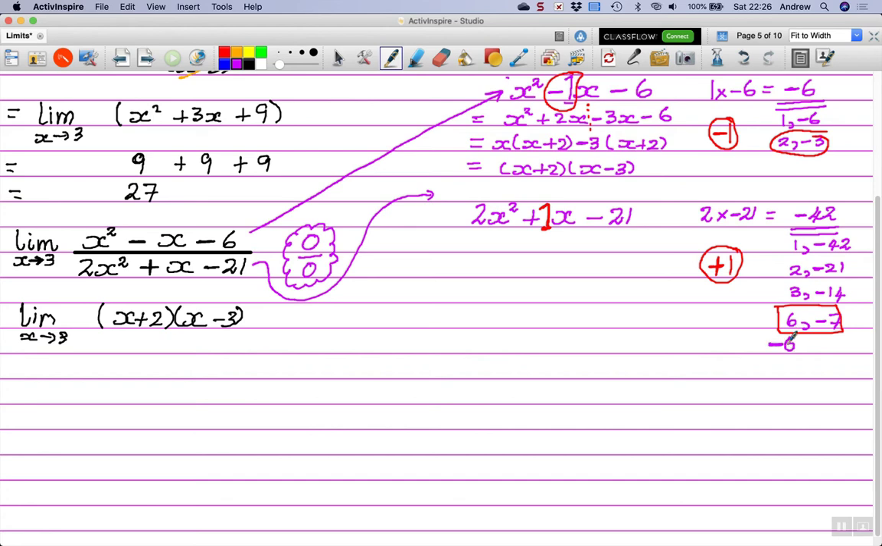So don't forget, if you change one sign, you change them all. So the 6 becomes a minus 6 and the minus 7 becomes a plus 7. When we multiply these two numbers together, it still gives us 42. But when we add them together, we get the 1. So we can progress this quadratic on.